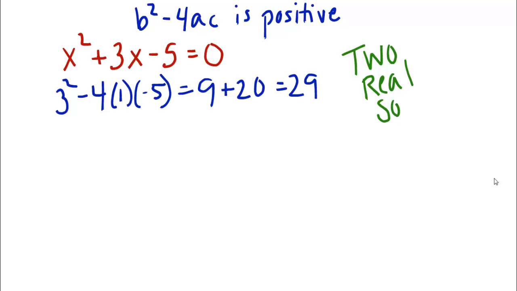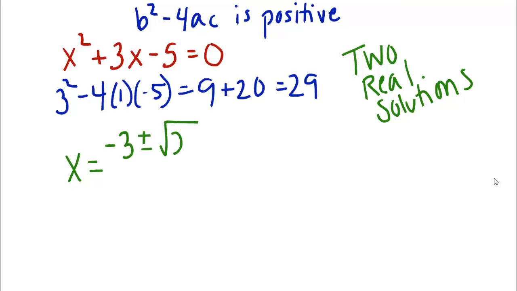Solutions, there we go. We would get negative b plus root 29 over 2a and negative b minus root 29 over 2a, if I wanted to continue to plug in. Notice those solutions aren't super nice. Let's actually figure out what that would be. Negative b plus or minus the square root of 29 all over 2 times 1, which is 2.